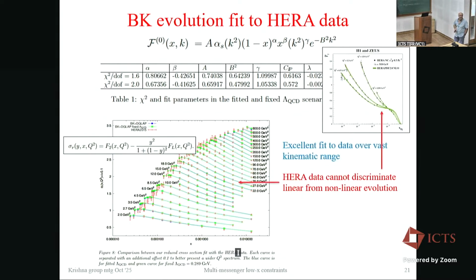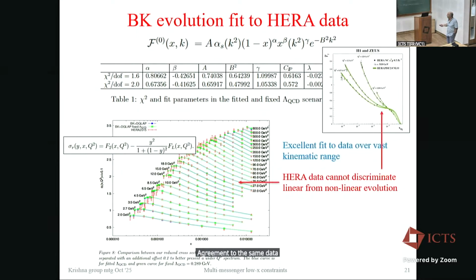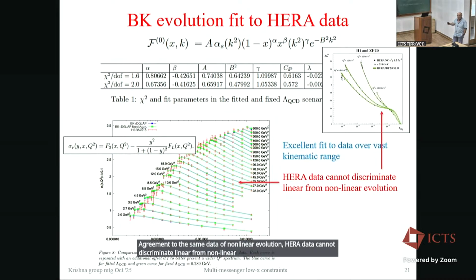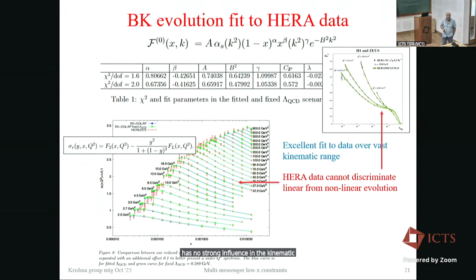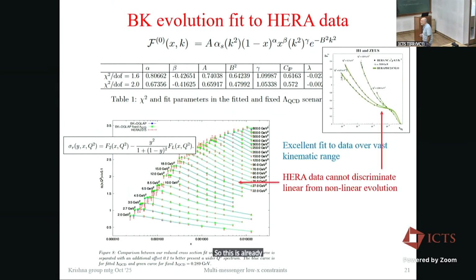I previously showed agreement to essentially the same data, agreement of linear evolution, equivalently good agreement to the same data of nonlinear evolution. HERA data cannot discriminate linear from nonlinear. We have two different theory formulations, both of which work fine. That means the nonlinear evolution has no strong influence in the kinematic range covered by HERA. We have to go farther. We need new data. So this is already a physics conclusion one can draw from this exercise, and it tells us we need to go a little farther.